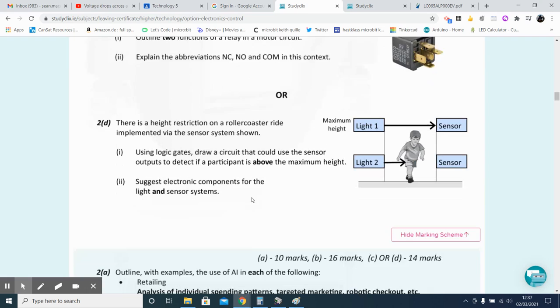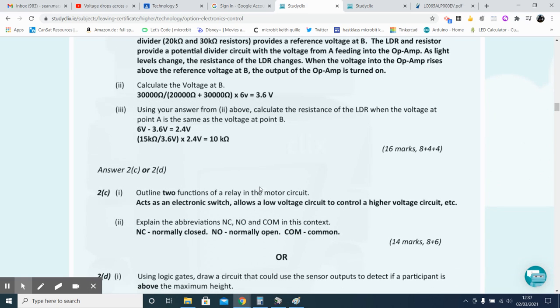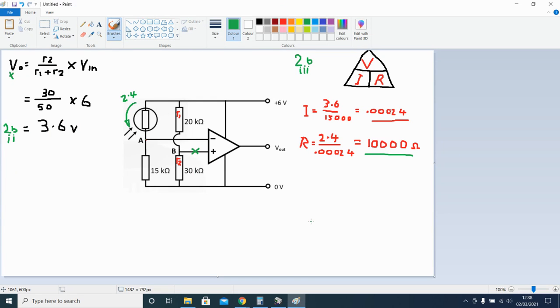Let's also have a look at the answer for that. The marking scheme said 6 volts minus 3.6 volts equals 2.4. And then they said the resistance of that resistor divided by 3.6 multiplied by 2.4 equals 10. I don't understand that right now, but I do understand Ohm's law and rationalizing, and then working out your answer.